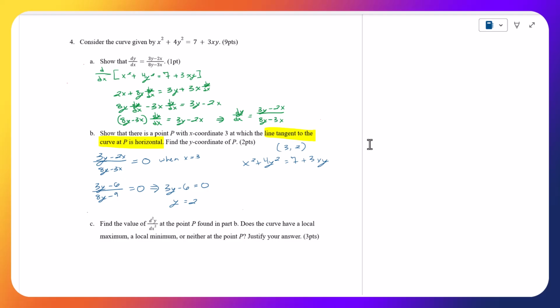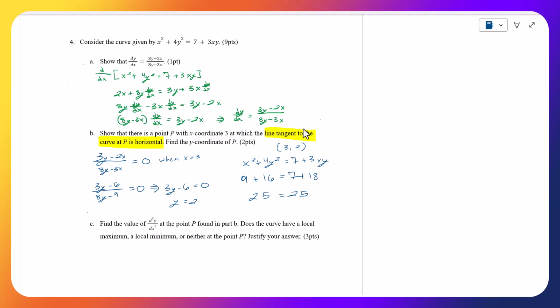That gives us 25 equals 25. And boom. Those are your 2 points right there. Getting to y equals 2, and then showing that this point is on our curve.